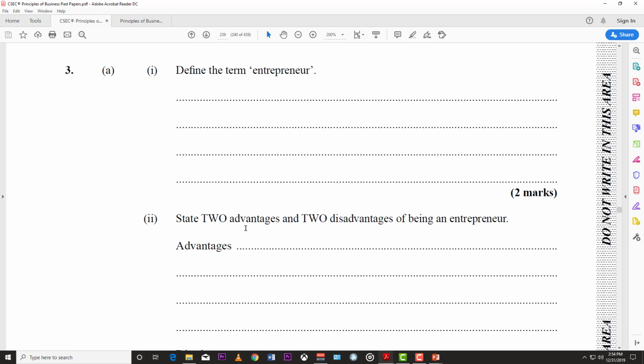Number three, we have: define the term entrepreneur. Now this word you would have learned from your first time doing POB right to the very end. Entrepreneur, entrepreneurship. Who or what is an entrepreneur? Now an entrepreneur is someone who undertakes the financial risk to start their own business. Alright, it's a simple, no textbook definition. Someone who undertakes the risk to start their own business, that's an entrepreneur.